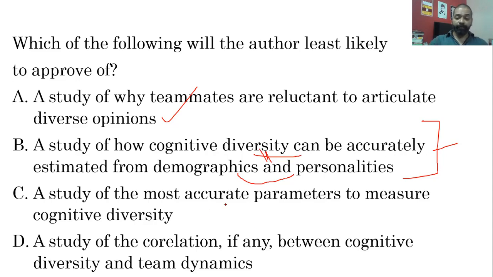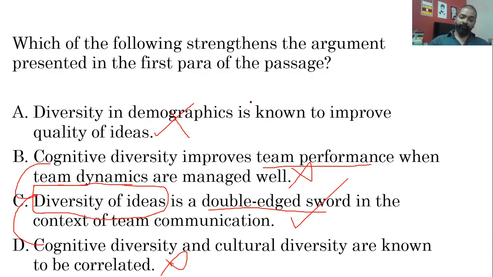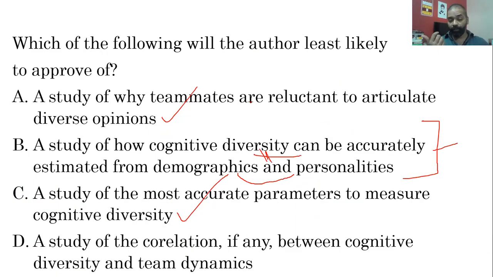Option C, a study of the most accurate parameters to measure cognitive diversity. Yes, the author will approve because the author is saying the present parameters, what were the parameters? Demographics, personality, self-reported beliefs, values. The author is unhappy with all these things. Therefore, if there is a study that checks what the actual parameters are, then the author will be happy. So he'll say yes, about time we should be doing it, right? So C, the author will approve.